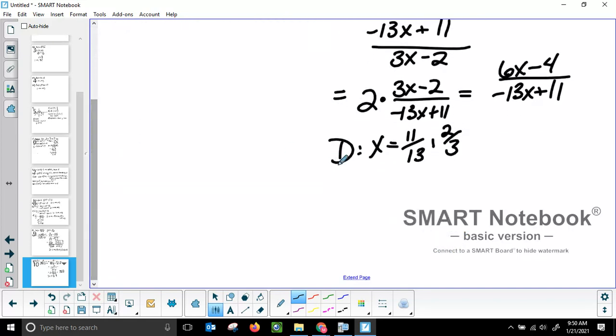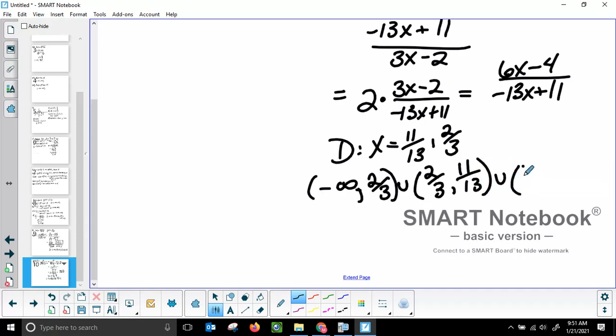All right, so in interval notation, this would be negative infinity to 2/3, I think. Which one of those is larger? That's a good question. I'm going to guess 11 over 13. Yes. All right, so negative infinity to 2/3 union 2/3 to 11/13 union 11/13 to infinity. And that's it.